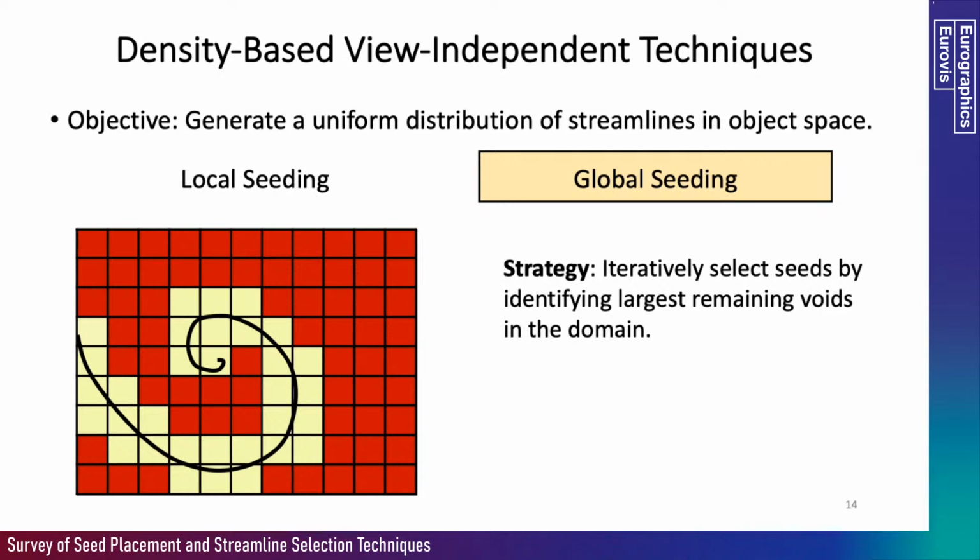These approaches provide a uniform distribution of streamlines and often better aesthetics than a local seeding strategy. However, they also produce redundant streamlines as the number of streamlines increases. They can also miss important features, and in most cases, they are not suitable for 3D.